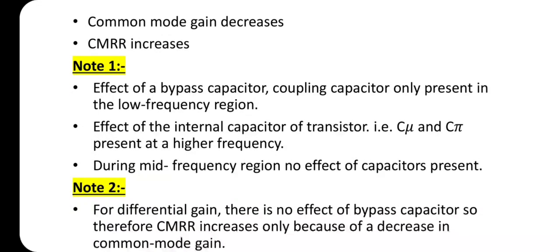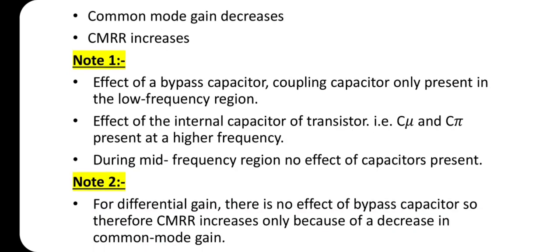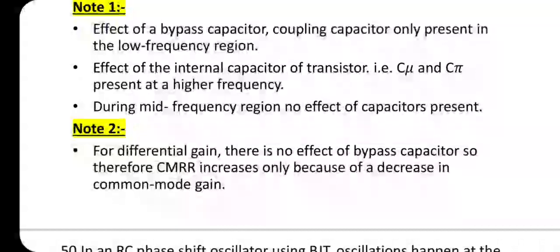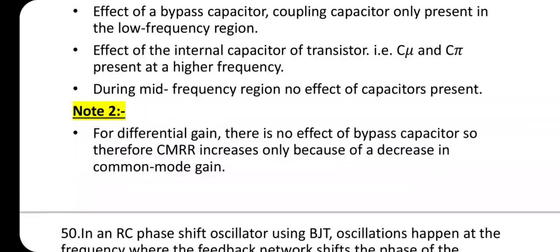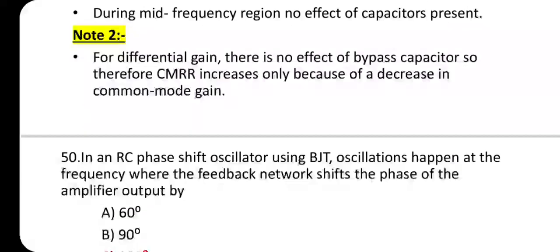Note 1. The effect of the bypass capacitor and coupling capacitor is only present in the low frequency region. The effect of the internal capacitors of the transistor, that is C mu and C pi, is present at higher frequency. During the mid frequency region, no effect of capacitors is present. For differential gain, there is no effect of the bypass capacitor. Therefore, CMRR increases only because of the decrease in common mode gain. That is, we know CMRR equals AD by AC, that is, difference mode gain divided by common mode gain.